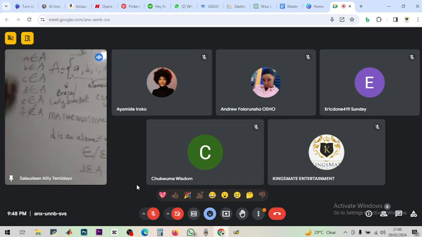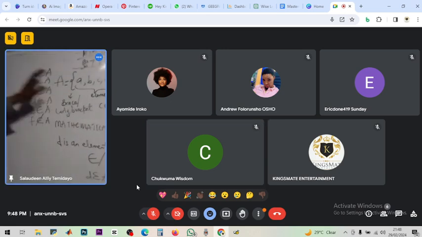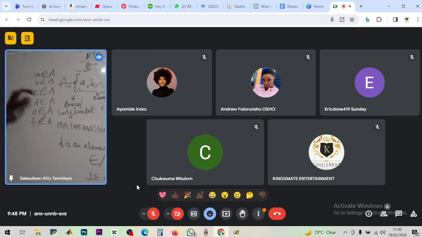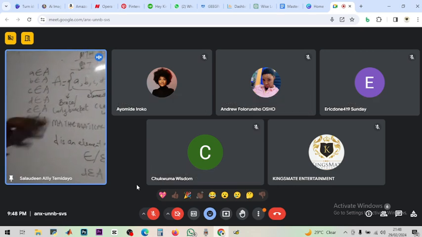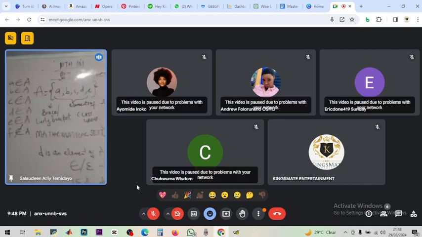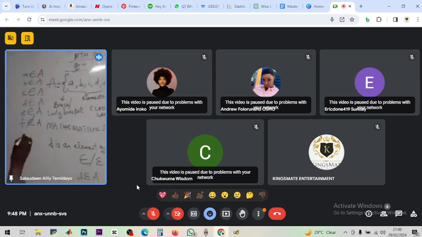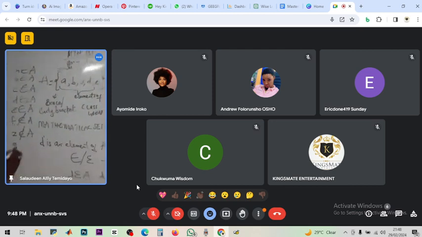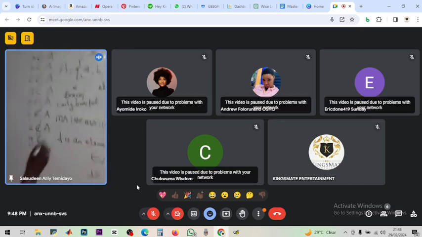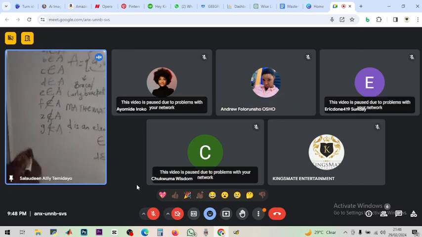Okay, so note this very well. A is an element of set A. B is an element of set A. C is an element of set A. D is an element of set A. E is an element of set A. While F is not an element of set A. This is the logic. G is not an element of set A.